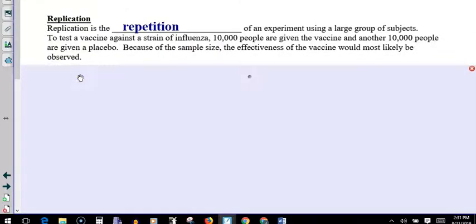Replication. Okay? To replicate something means to do it again. You see the word repeat in there. Replication is the repetition.